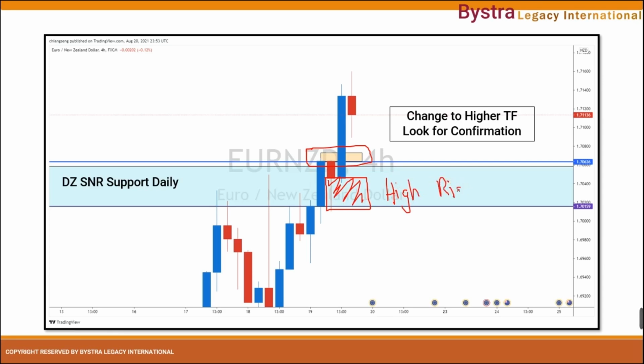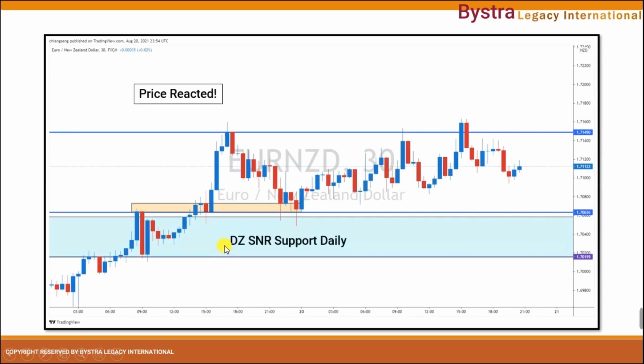We do not want the setup of the confirmation to be at the wick. We want it to be at the body of the candlestick, the confirmation candlestick. Okay, remember, I repeat again, it has to be in the body. As we can see, the price has reacted to our SNRC1 setup. Congratulations, we have already made some profit from this setup. Hooray! That is nice, guys.